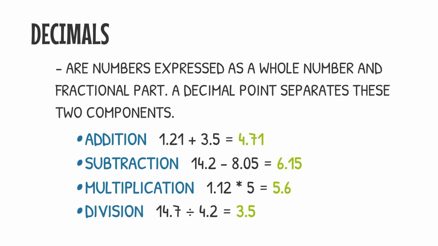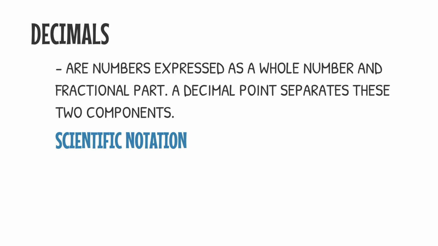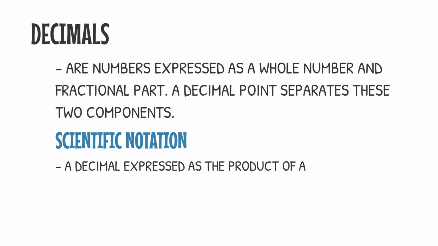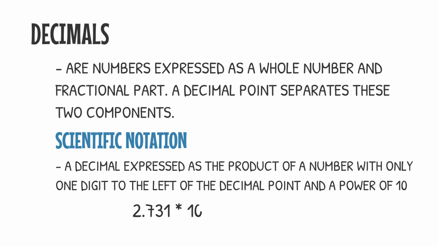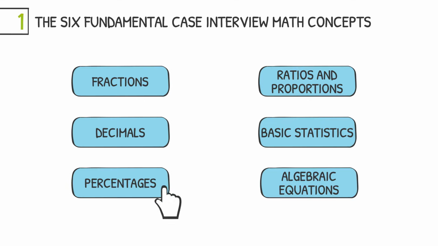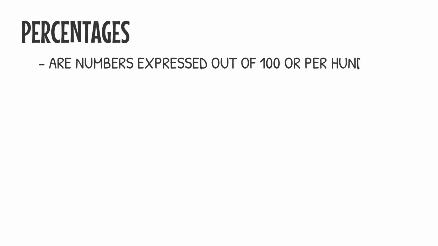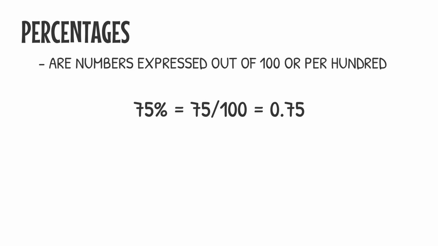You should also be familiar with scientific notation, which is a decimal expressed as the product of a number with only one digit to the left of the decimal point and a power of 10. For example, 2.731 times 10 to the power of 2 equals 273.1. Percentages. Percentages are numbers expressed out of 100 or per 100. Example, 75% equals 75 over 100, or 0.75.